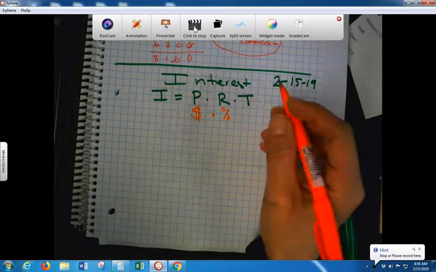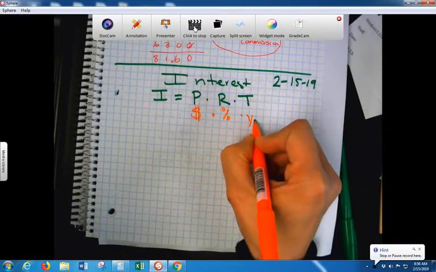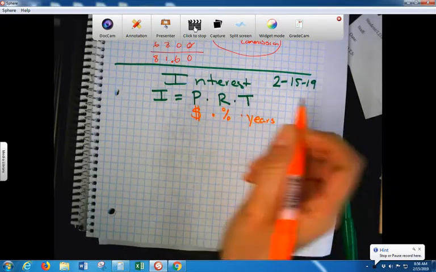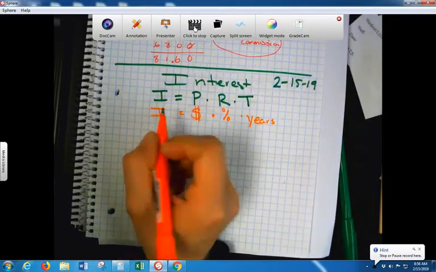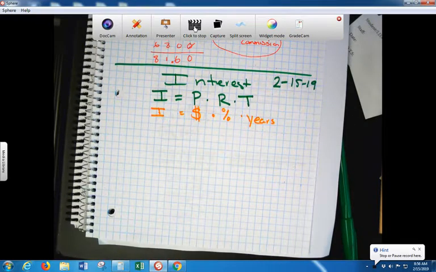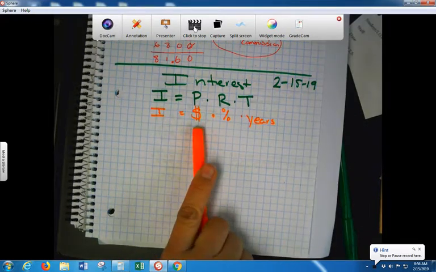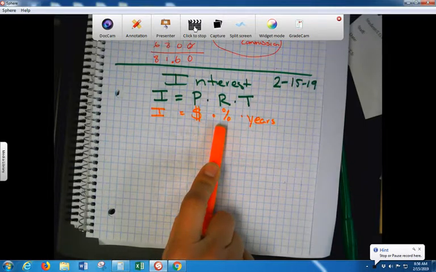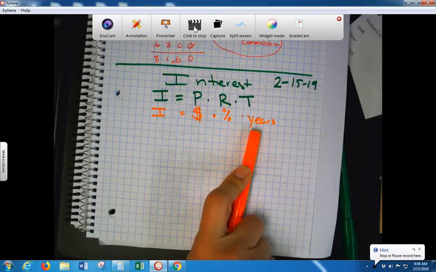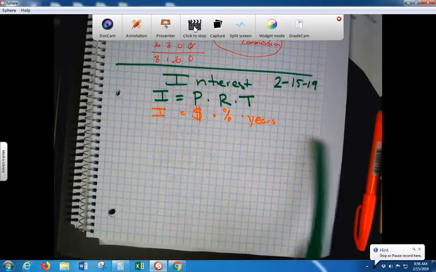T is for time, in years. That gives you your interest. So, how much money did you borrow? What percent am I letting you borrow it? And how many years does it take you to pay back the loan? Now, this is if you don't make any payments.